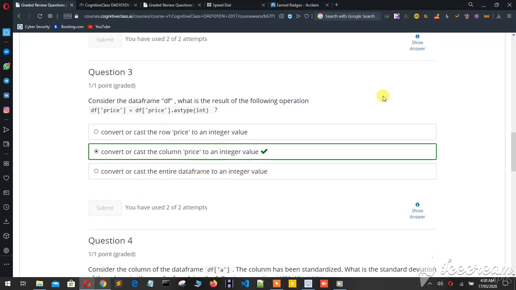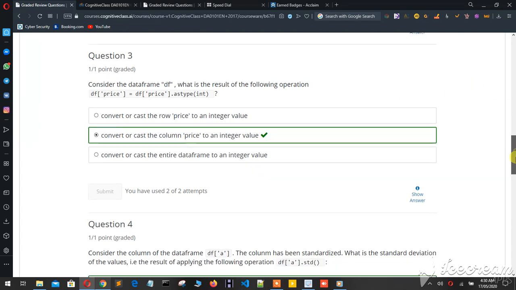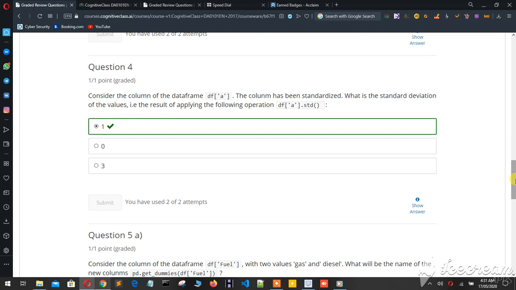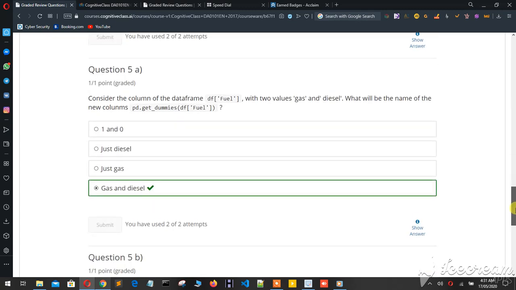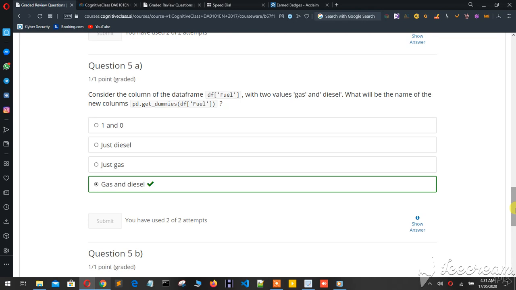Consider the data frame df. The result of the following operation: df['price'] = df['price'].astype(int), which converts or casts the price to an integer value. So let's get started on the 4th question. The answer is 1, and the fifth answer, 5A, is gas and diesel.